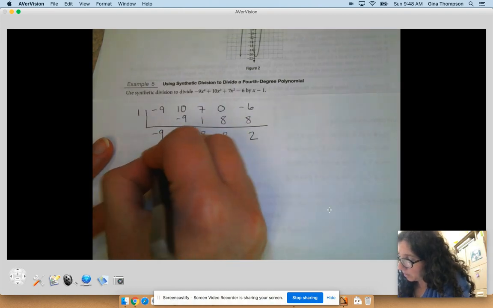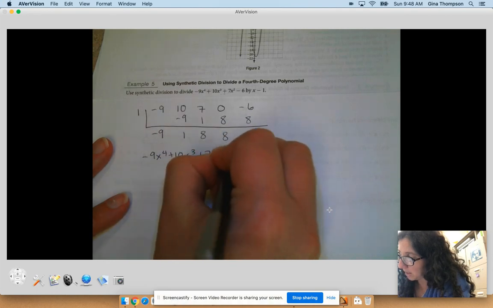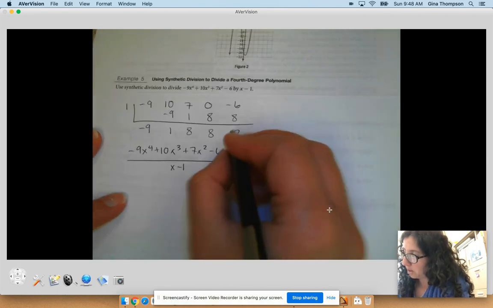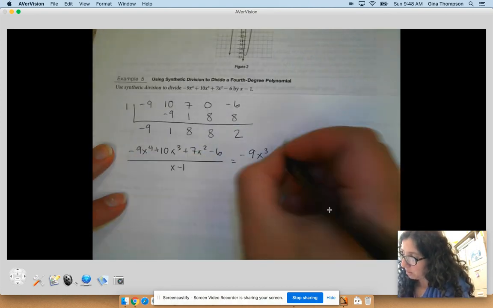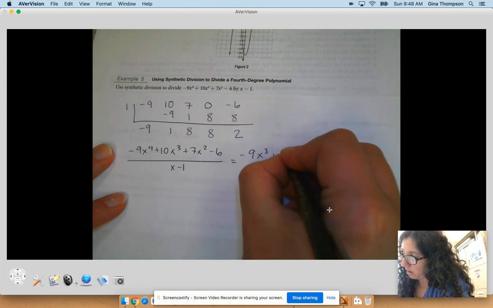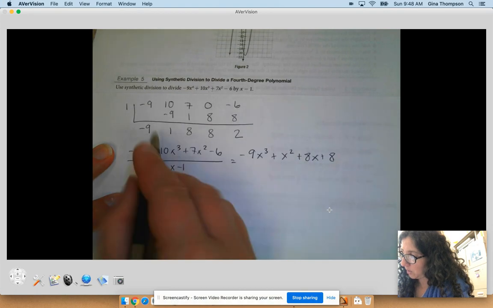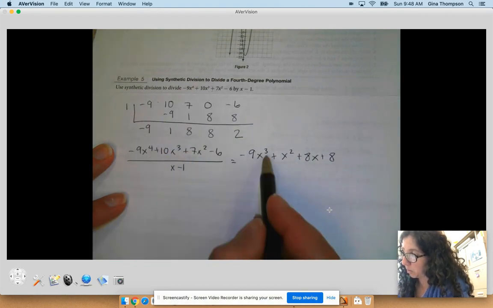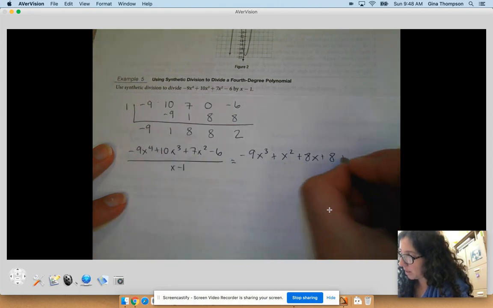All right, so let's interpret this. Minus 9x to the 4th plus 10x cubed plus 7x squared minus 6 divided by x minus 1 equals minus 9x cubed plus x squared plus 8x plus 8, plus 2 divided by x minus 1. Each of these, we've lowered the degree from our original polynomial up there.